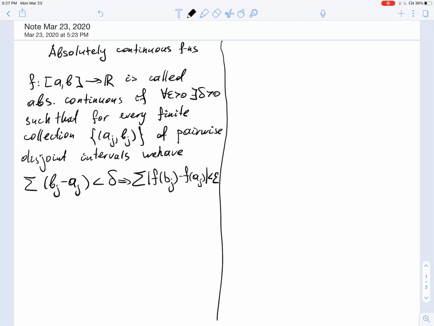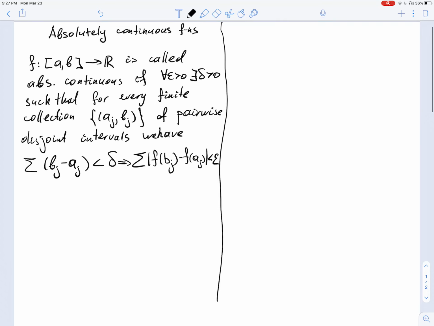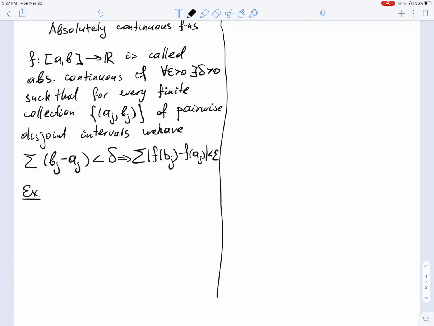So if you think about it, regular continuity means that this holds only for one interval. Now we ask for it to hold for any finite number of intervals. Okay, and so example. So just a warning that an absolutely continuous function is something we have never seen before. So that's a completely new notion. And a very strong notion, actually.